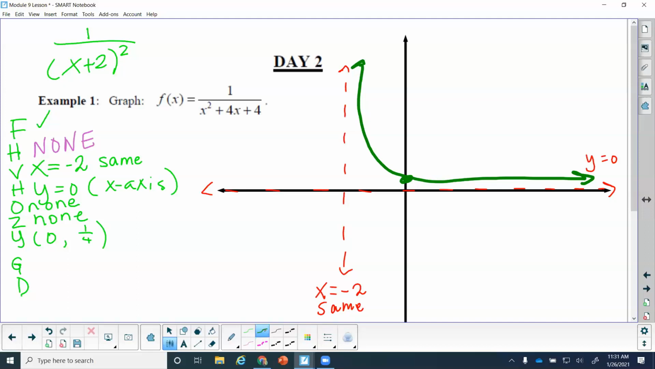On the other side, we wrote same. So if I drew an up arrow on that side, I have to draw an up arrow on that side. There's no doorway. This branch is just going to hug the asymptotes. And that's it. Hopefully you recognized when we factored that, that was the quadratic reciprocal in transformation form. It was just 2 units shifted to the left. There it is.